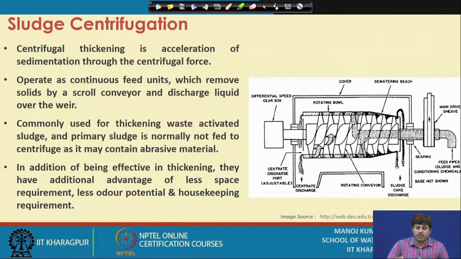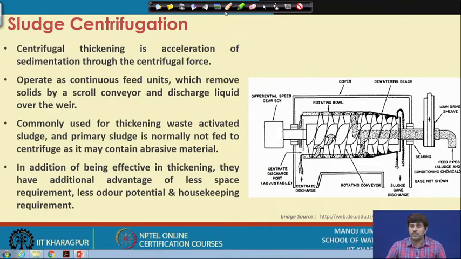So, there are a variety of mechanical thickeners. There is the centrifuge, which is nowadays getting more and more popular and common for the sludge thickening process. It is not only for thickening, but for dewatering as well. Centrifugal thickening operates on a continuous feed basis, and the sludge enters this chamber, and through centrifugal forces it is pushed towards the wall. So, it gets settled in this centrifuge, the supernatant water is taken out separately, and the sludge is collected from the other place.